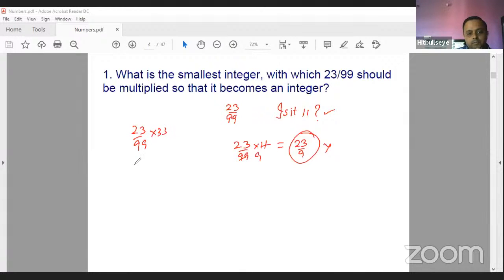Is it 33? First of all, the question arises, how will you get the integer? This is the fraction with you. How will you get the integer from this? Obviously, you need to multiply it by such a number that the denominator part of this fraction is cancelled completely. Only then will you get a result which is an integer. So I am asking you which smallest number this should be.